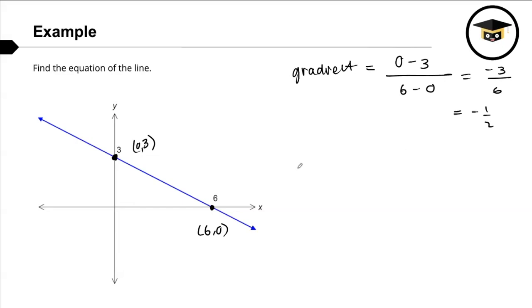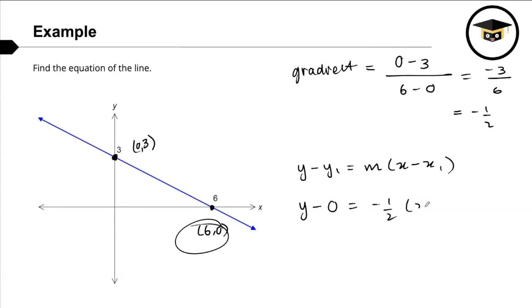Then I'm just going to sub it into my point gradient form, which is y minus y1 equals m times x minus x1. So I'm going to use this point here. So y minus 0 equals negative a half times x minus 6. So y is equal to negative a half x plus 3. So that is our answer in gradient intercept form.